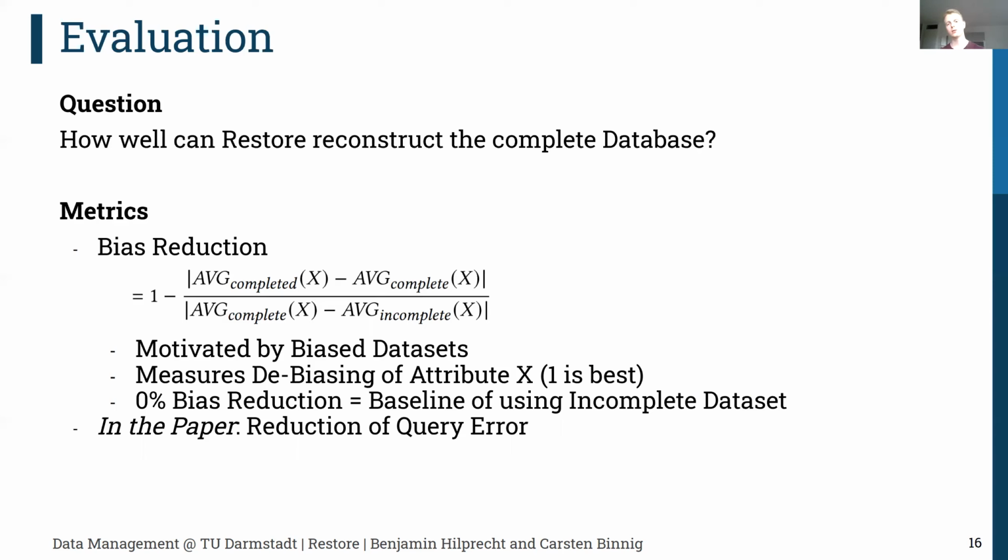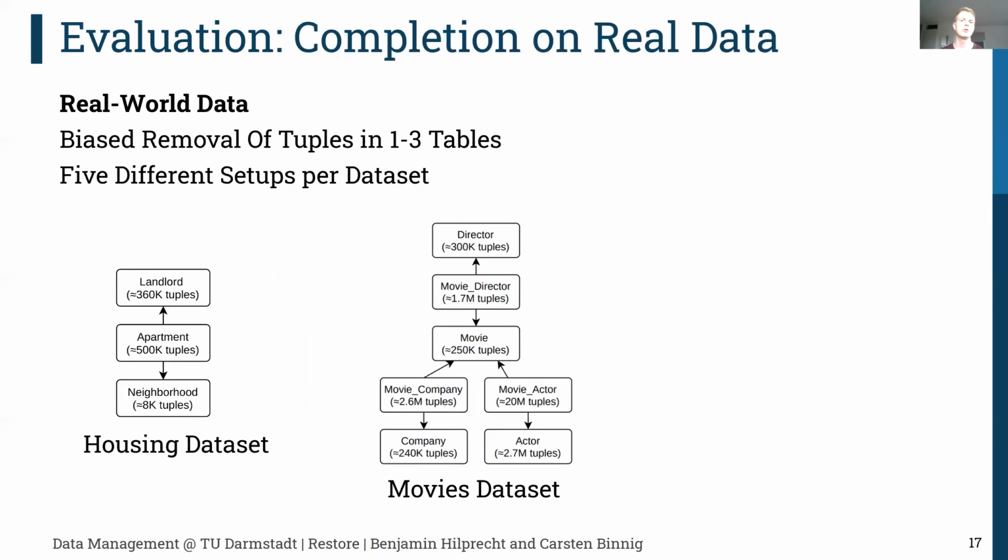So 1 is best, 100% means we are just as good as using the complete data set, and 0% bias reduction means we are as good as using the incomplete data set, which is our baseline. In the paper, we also show how well we can reduce the end-to-end query error, but for brevity, we have not included this in the current presentation. We evaluated ReStore on real-world data, and this is really important to capture the real-world correlations and also show how ReStore would work on real-world data sets.